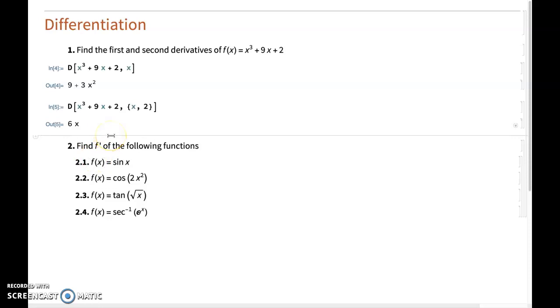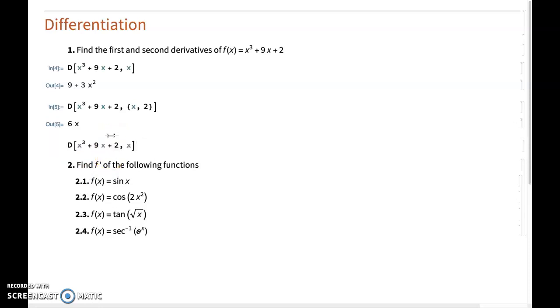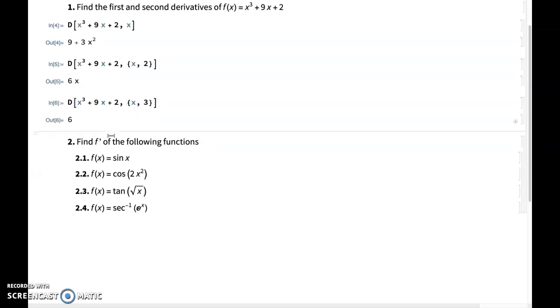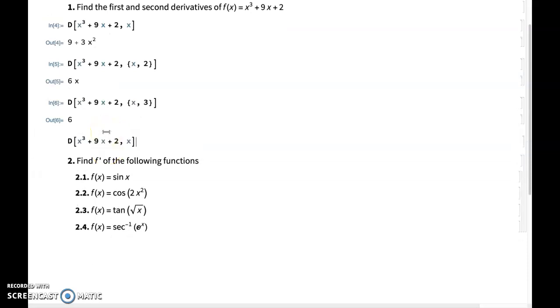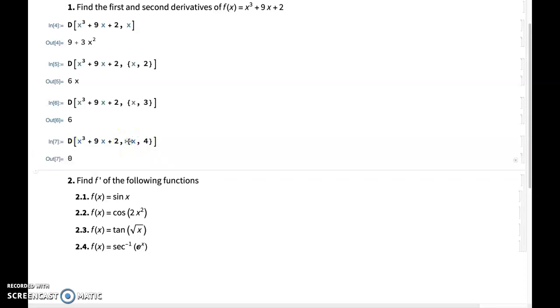If I were to find the third derivative also, I would write here 3 and run the code, getting 6. Finally, of course, the fourth derivative would yield a 0. So this is what we have.